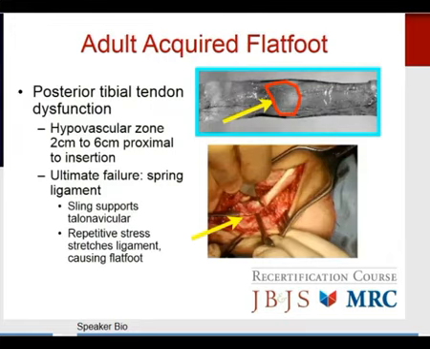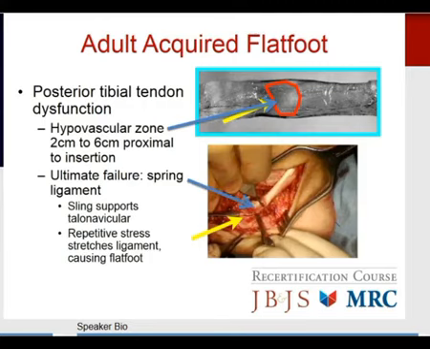Now here come my two favorite topics in the world of foot and ankle. The first is adult-acquired flat foot deformity. We know that adult-acquired flat foot deformity comes from some type of posterior tibial tendon pathology. We recognize that the posterior tib has a hypovascular zone where the blood supply is compromised about 2 to 6 centimeters proximal to the insertion of that tendon and about 14 millimeters in length. That occurs right where that tendon courses behind the medial malleolus, and the repetitive friction can create irritation of that tendon over time. We know, however, that the ultimate failure is the spring ligament.